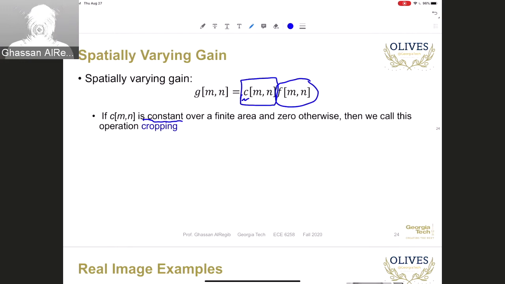So if that value is constant, and the constant value is one, then you are doing purely cropping. If the value is two, or anything different than one but the same everywhere within C of M and N, then you are doing cropping and scaling. However, if the value of C in this operator varies with space, that means it depends on the values of M and N, then you have an operator that is changing the values in the input signal F of M and N based on location. And that becomes basically just a filtering.